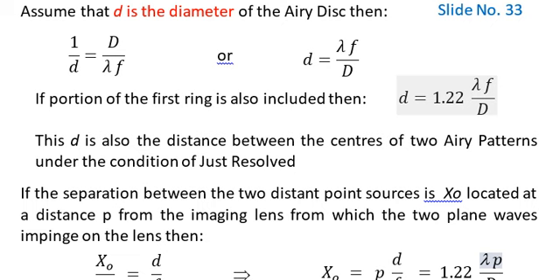So these two cannot come closer in such a way that their Airy patterns are separated by less than this distance small d. Under such a condition we can say that the two object points located at infinite distance from the lens, generating plane waves, are just resolved. Now this d is also the distance between the centers of the two Airy patterns under the condition of just resolved.